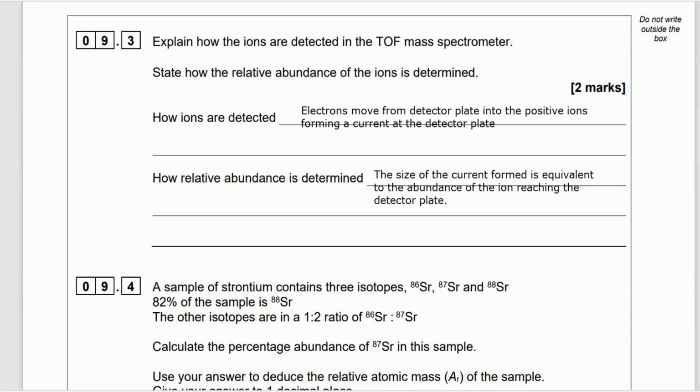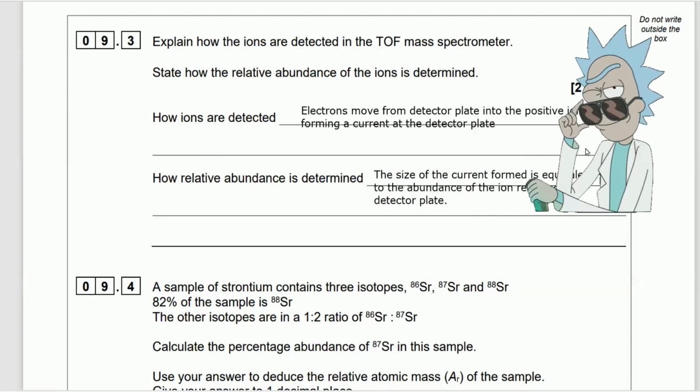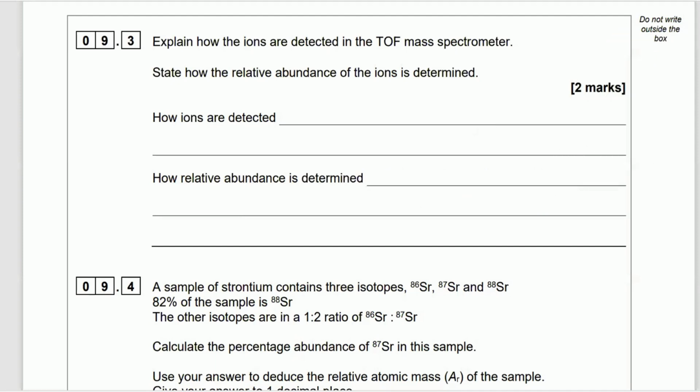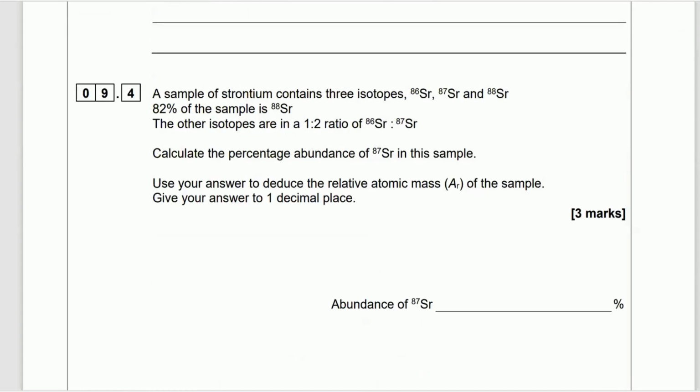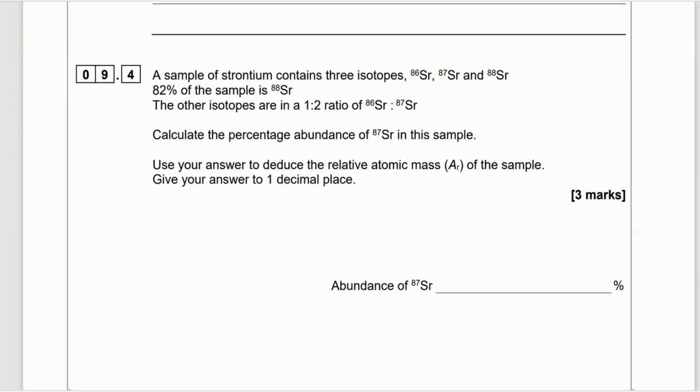9.4. So let's make a little space for 9.4 and scroll down. We have, let's get this in properly. Just adjust a little bit so I've got all the space for the working out.